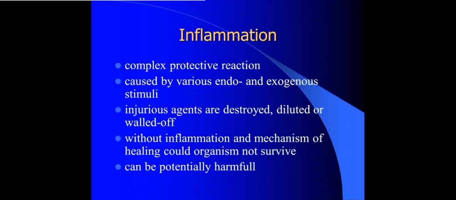Injurious agents are destroyed, diluted, or walled off. Without inflammation and the mechanism of healing, an organism could not survive. When inflammation occurs at a point in our body, there is a mechanism. Without that mechanism, there is no healing of that inflammation. If inflammation is not cured at a particular time, then it will act as chronic. It will be very harmful for us.